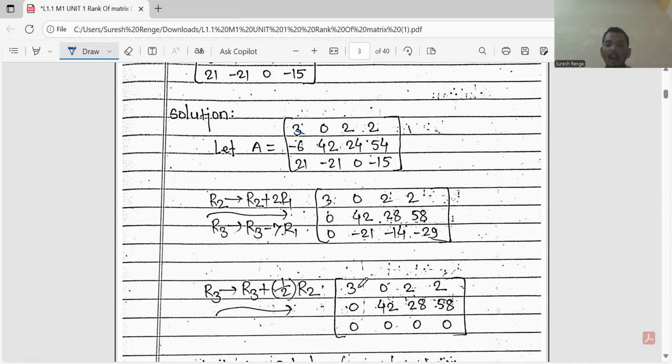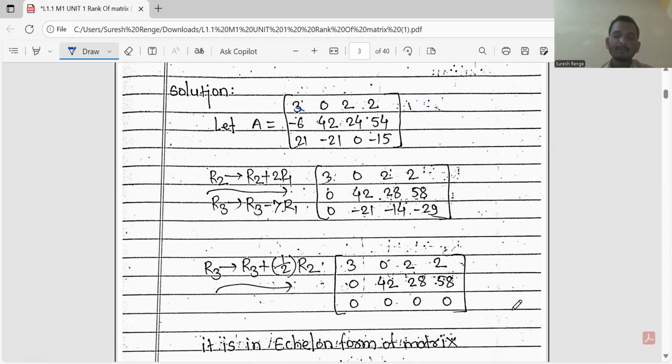There is no change in R1. Therefore, we write 3, 0, 2, 2. Then 0, 42, 28, 58. This is row number 2. And now, if you apply the operation, row number 3 becomes 0, 0, 0, 0. This is a zero row.